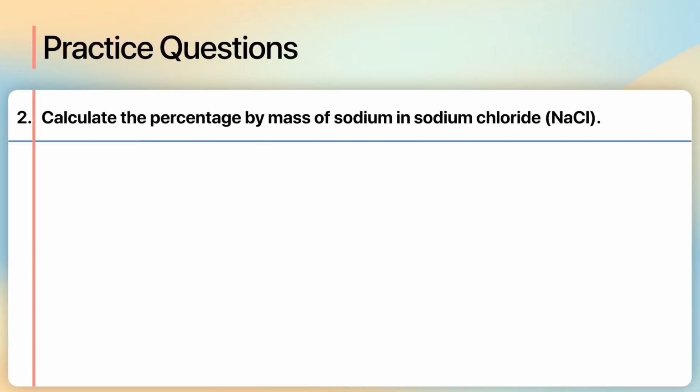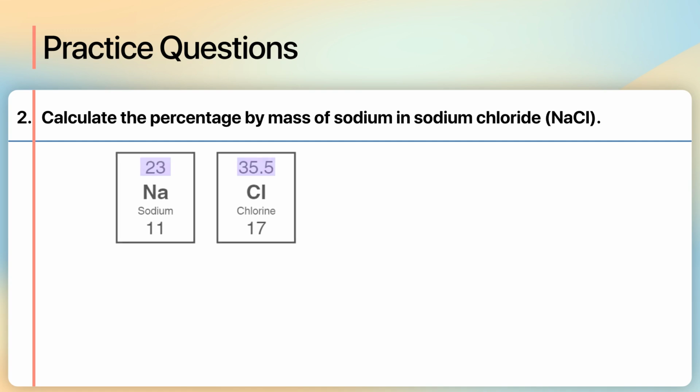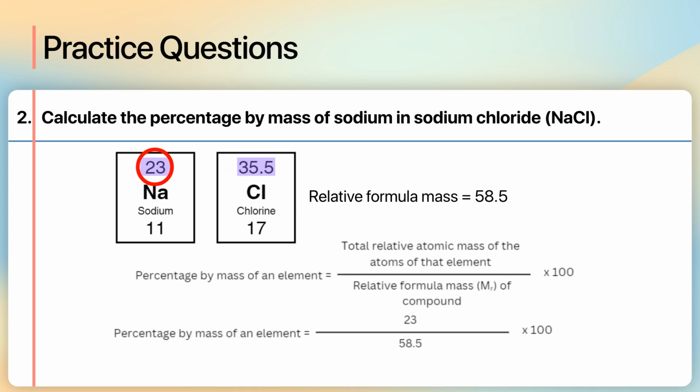Now, let's calculate the percentage mass of sodium in sodium chloride instead. From our previous question, we know that the relative formula mass of sodium chloride is 58.5. We can also see that there is only one atom of sodium in NaCl, giving sodium a total mass of 23. We can then fill in our equation. This gives us 23 divided by 58.5, multiplied by 100, which equals 39.31, which is approximately 39%.